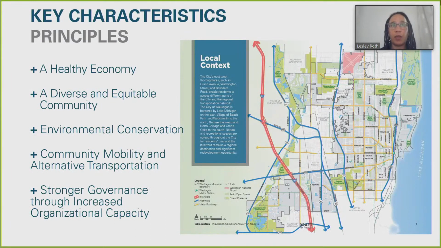Key characteristics of this plan include a healthy economy, which we'll talk about in the prosperity chapter, a diverse and equitable community, celebrating Waukegan's culture, history, and future, environmental conservation, which has been very important throughout the course of this plan, including environmental and social justice issues, community mobility and alternative transportation. Waukegan is a very connected city, very built out, and has a wonderful transportation system that DeWalt Hamilton will talk about in the transportation chapter. And finally, stronger governance, through increased organizational capacity.